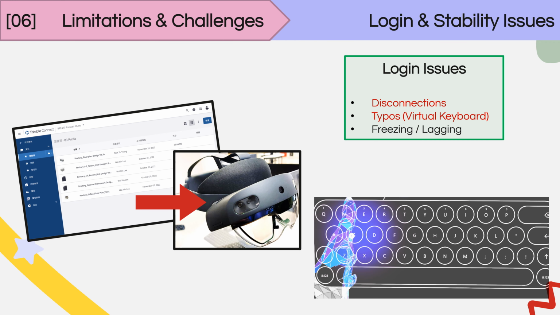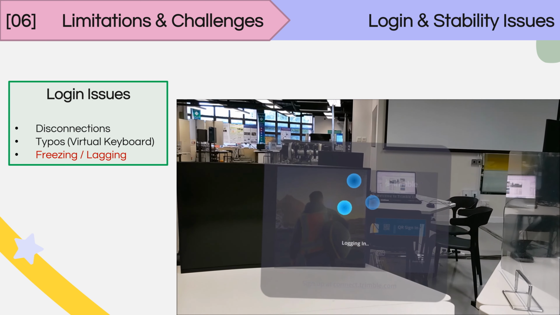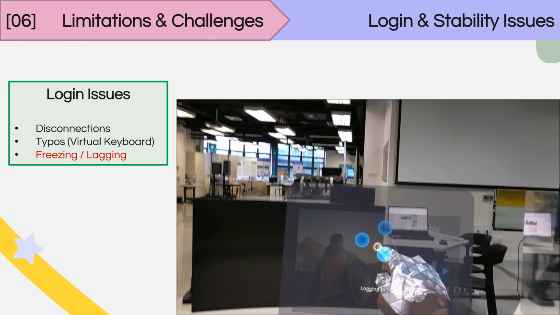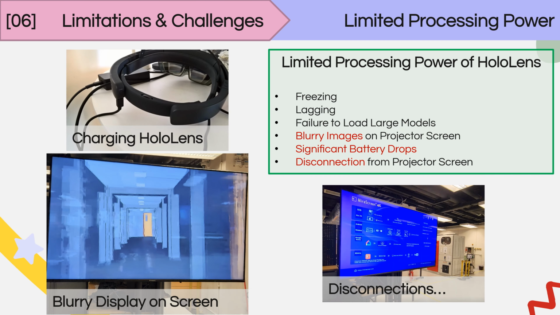Another issue is that we retrieve our model through Trimble Connect, but it often got disconnected. It sometimes freezes, and during the demonstration session from IC, the Trimble Connect couldn't even load. Apart from that, we encountered lagging due to limited processing power.